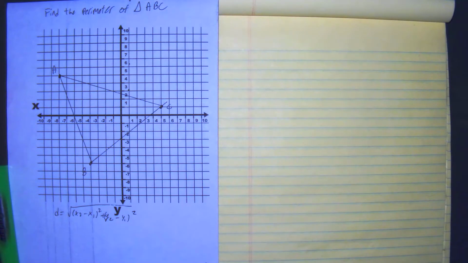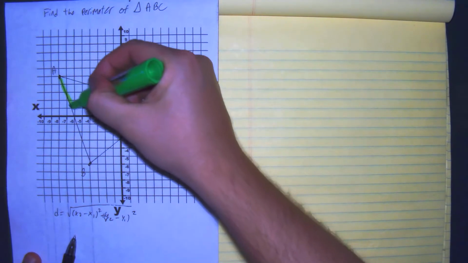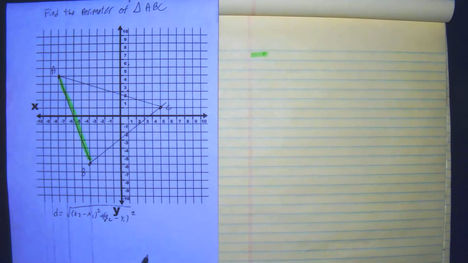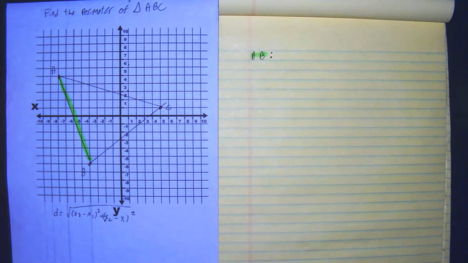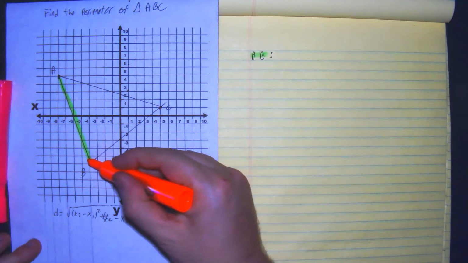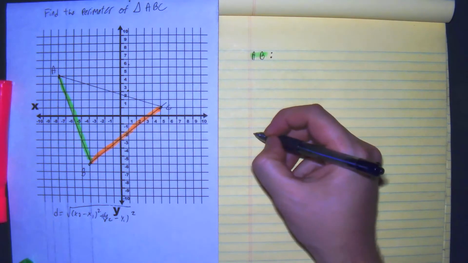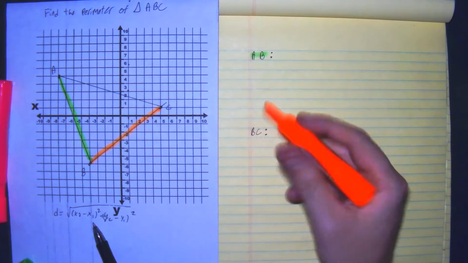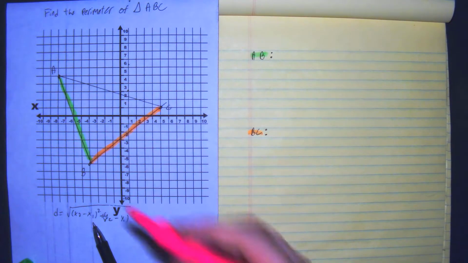In order for this to work successfully, we need to keep ourselves organized. We have 3 line segments, so that means we're going to be using the distance formula 3 times. Our first line segment is AB. Our second line segment is BC. And our last line here is AC.